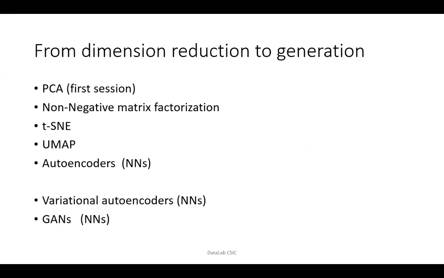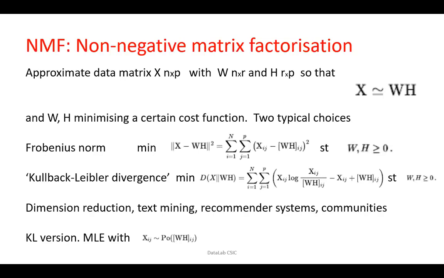As I said, we give key ideas and some of these methods. PCA we saw the first day, but we'll mention non-negative matrix factorization, t-SNE, UMAP and autoencoders. This is basically dimension reduction. This is more on generation. Let me mention that these last three methods are neural network based, so we keep on talking about deep learning. Okay, so the first one is non-negative matrix factorization.